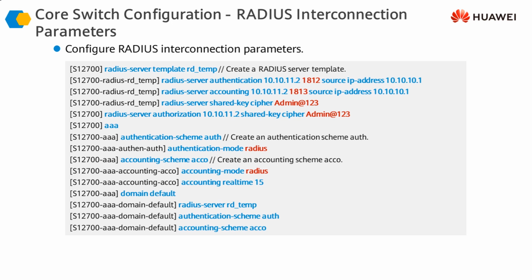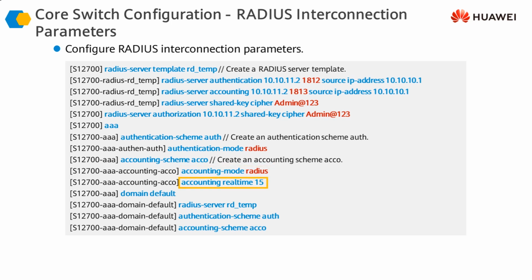Then we go into AAA configuration mode. We define the authentication scheme and the accounting schemes, and then within those schemes we define the appropriate authentication and the accounting modes, which are both Radius in this case.